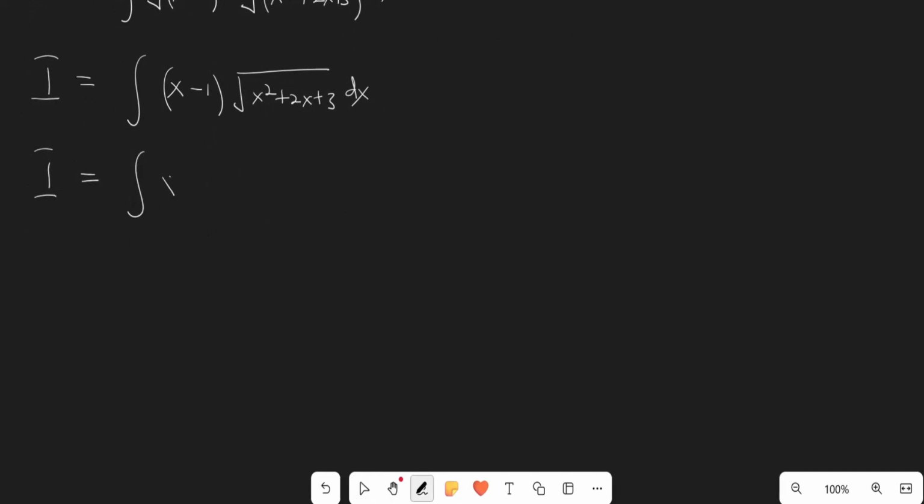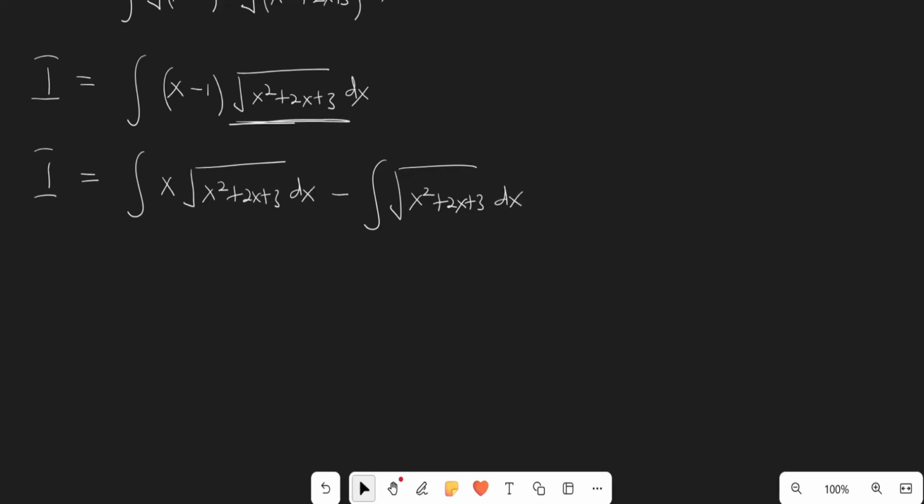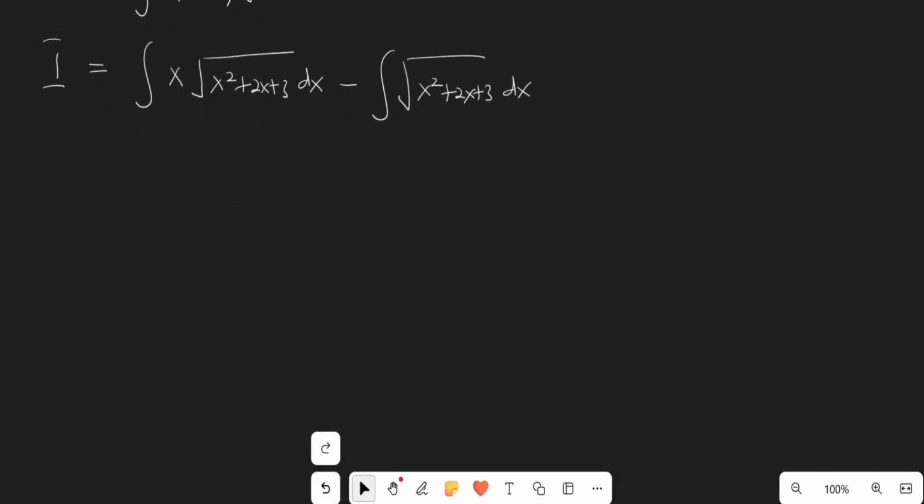Now let's split this one into two different integrals. That is the integral of x multiplied by the square root of x squared plus 2x plus 3 dx minus the integral of the square root of x squared plus 2x plus 3 dx. That is just distributing in with this one. Cool result.